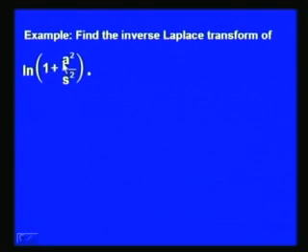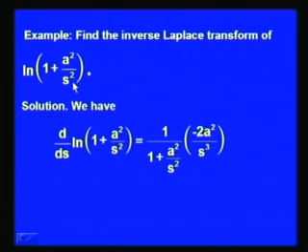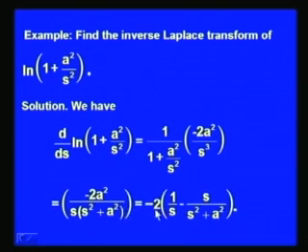Now, let us find the inverse Laplace transform of the logarithmic function ln of 1 plus a square by s square. What we will do is, we will first take the derivative of ln of 1 plus a square by s square with respect to s. So, we see that d over ds of ln of 1 plus a square by s square is 1 over 1 plus a square by s square into minus 2 a square by s cube, which on simplification gives us minus 2 a square over s into s square plus a square. When we break it into its partial fractions, what we get is minus 2 times 1 over s minus s over s square plus a square.